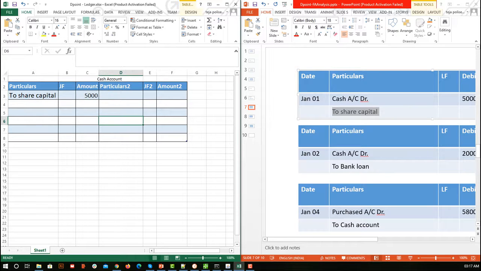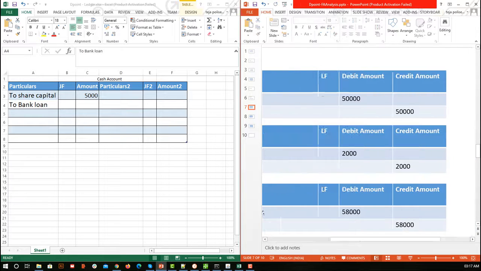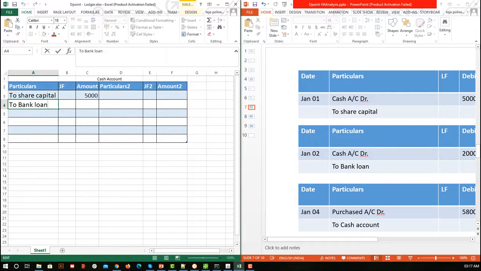Similarly, we have to see what is the... okay, we are good, we are done with this transaction. Next transaction we have cash account DR. Now here we have to focus on bank loan. So this is again 2, so we have to write a 2 on the left hand side column. What is the amount? 2000. So we write 2000 here.